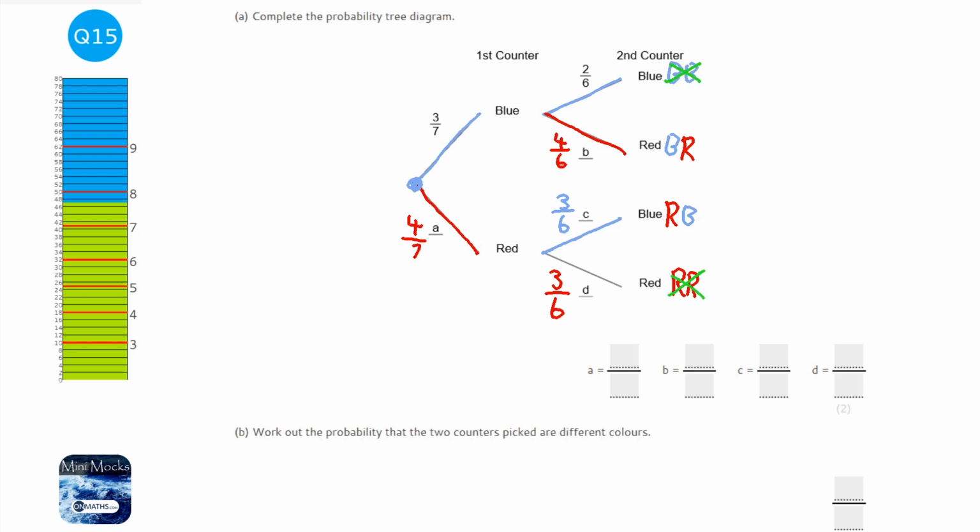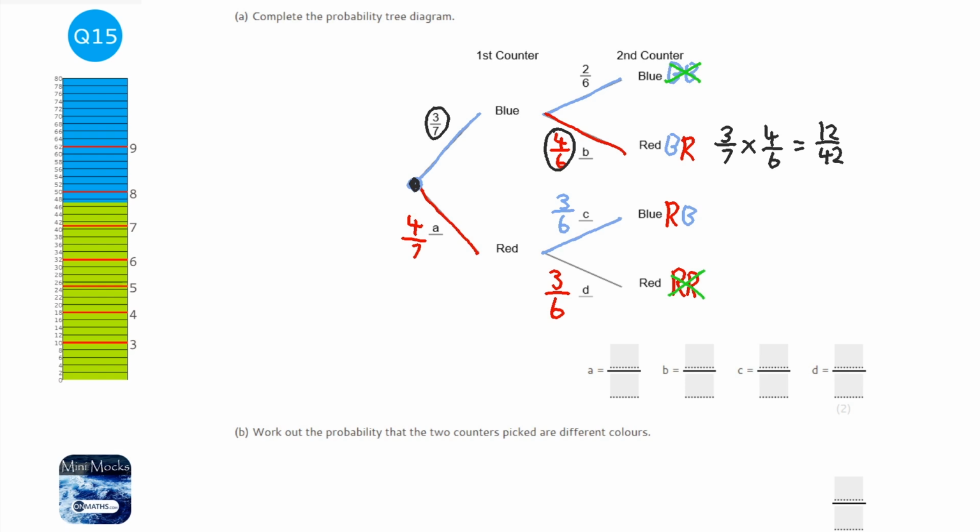So, what you do with probability trees is you start here and you collect all the fractions that you went past on your journey to the end. So, we went past 3 over 7 and 4 over 6. Now, the word and there is really important because and in probability means times. You're always going to multiply them when you're going across a tree diagram. So I'm going to times the tops and times the bottoms. Again, I'm not going to bother cancelling down at this point.